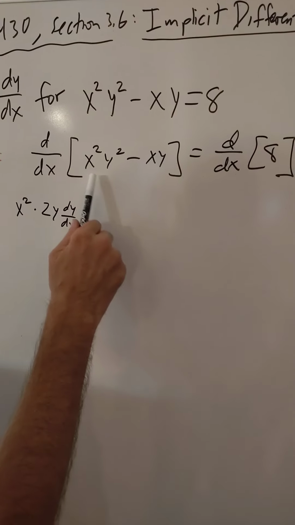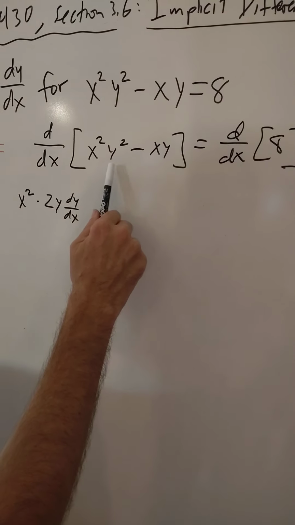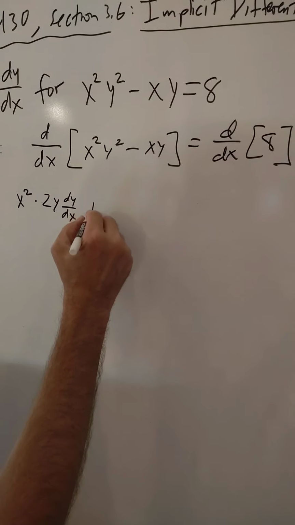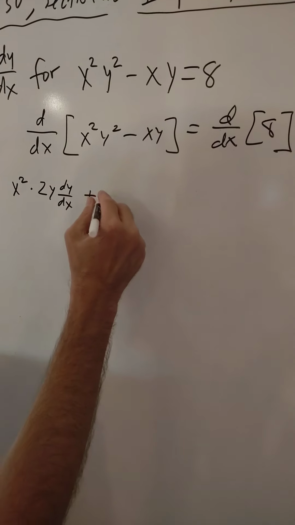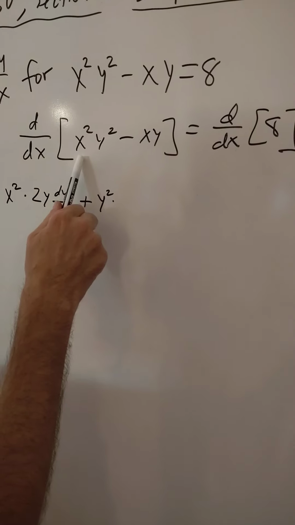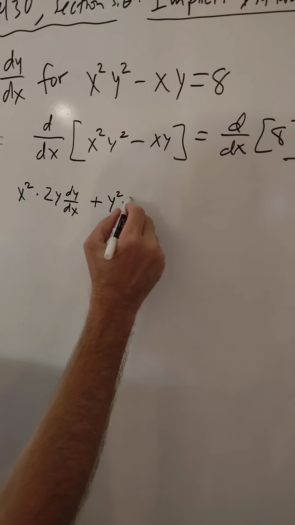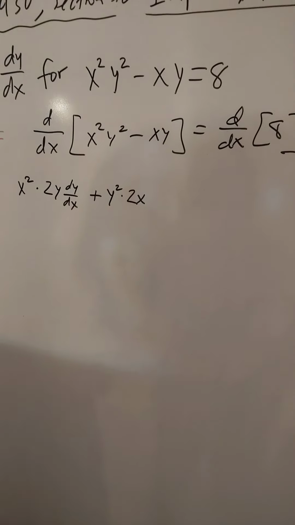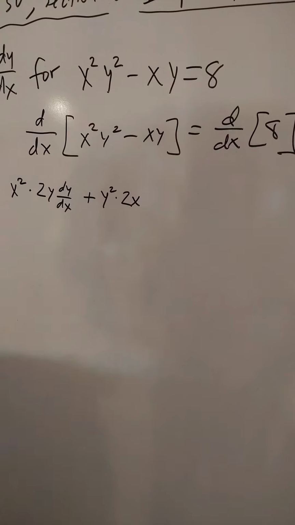Still continuing with the product rule, I just did the first times the derivative of the second. Then it's going to be plus the second, exactly as it appears, which is y squared, times the derivative of the first. Well, the derivative of x squared with respect to x by the power rule is just 2x.